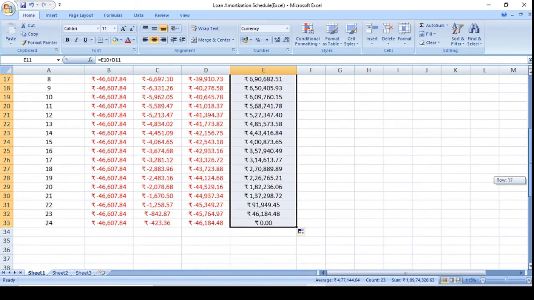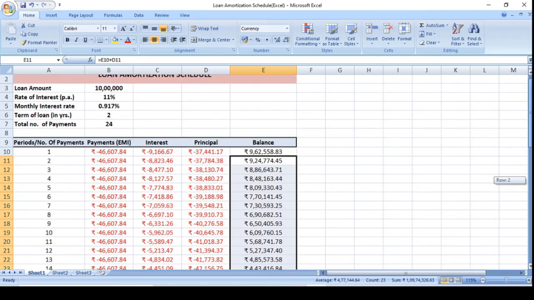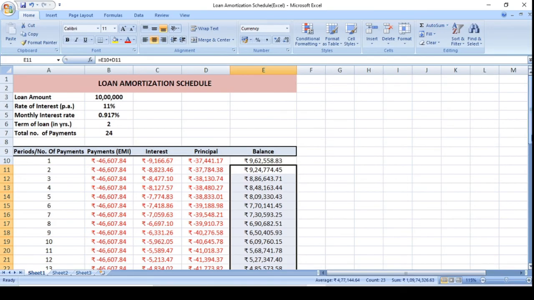So this is how we can prepare the loan amortization schedule for any loan amount, for any rate of interest, and for any period for which you are interested to take the loan.